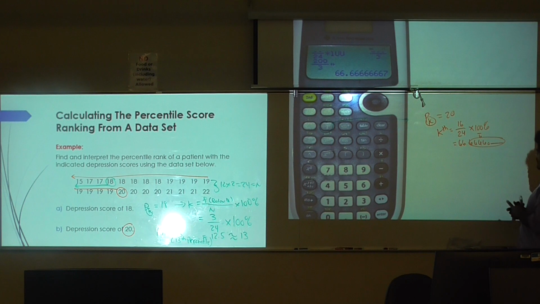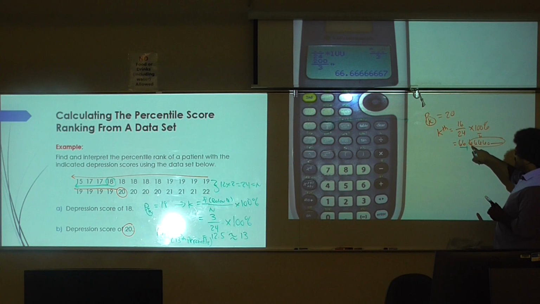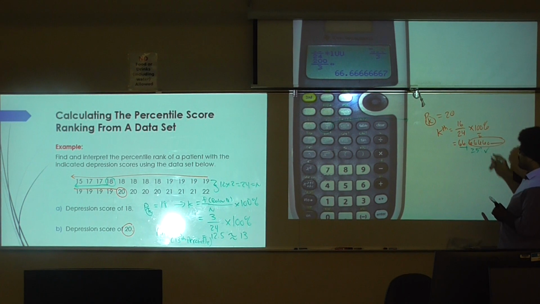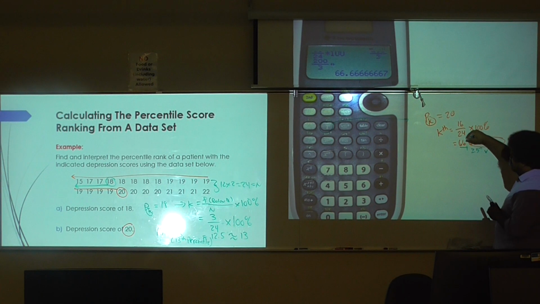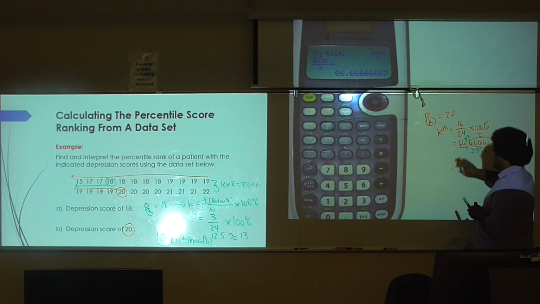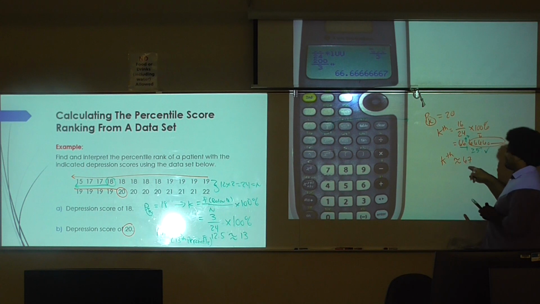So I'm going to round to the nearest whole number. This digit is greater than or equal to 5, and that is being checked off, so the 6 has to be rounded up to a 7, giving us approximately 67. So the k value is 67.